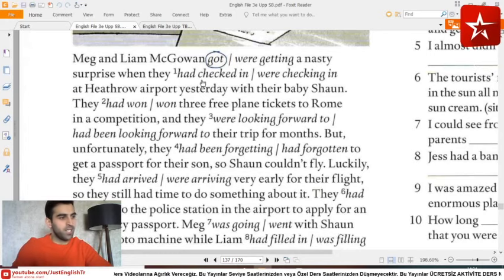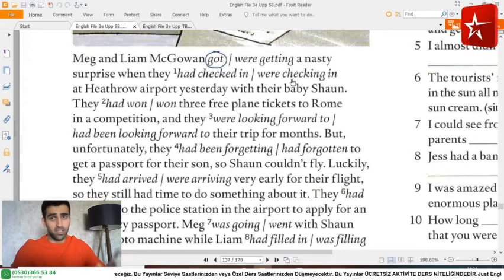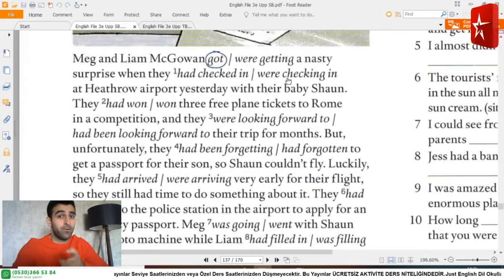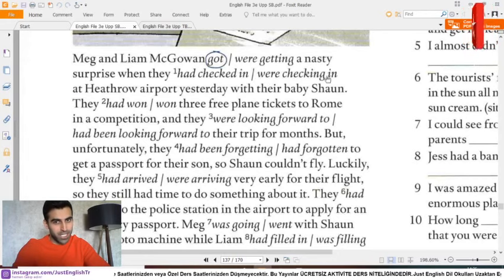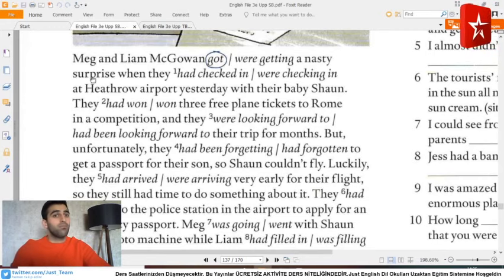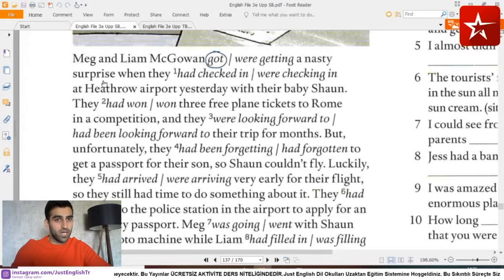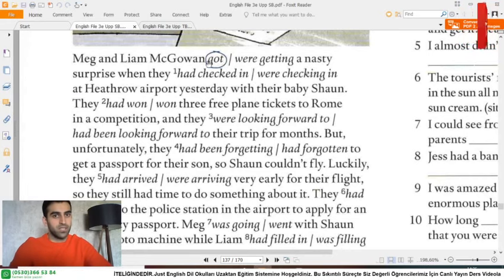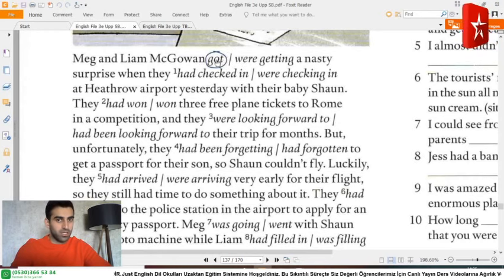A group of students says we should use past perfect here, had checked, and another group of students says were checking. The correct answer is were checking. You can ask me why, because Meg and Mark got a nasty surprise when they were checking. When this thing was happening in the past, this one happened, interrupted by this action. Got and were checking. Were checking is the correct answer.